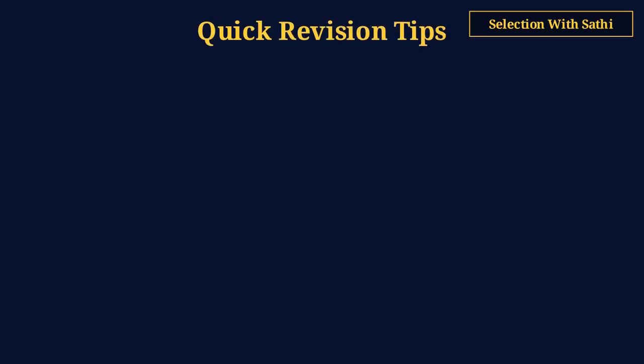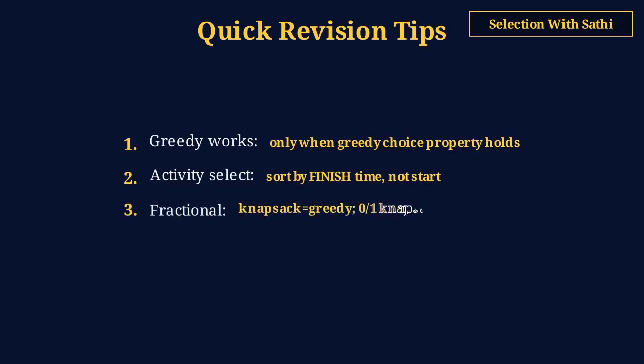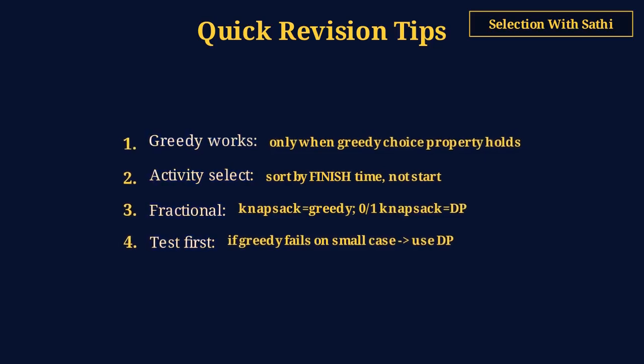Quick exam tips. First, greedy only works when the greedy choice property is provable. Second, in activity selection, sort by finish time, not start time. That is a common mistake. Third, fractional knapsack is greedy, 0-1 knapsack is DP. GATE loves this distinction. Fourth, if greedy fails on a small test case, do not waste time, switch to DP immediately.